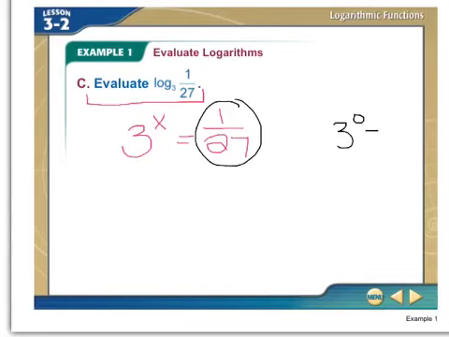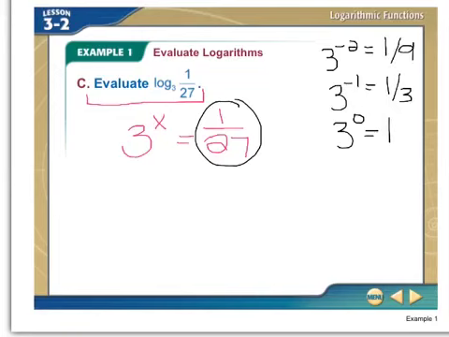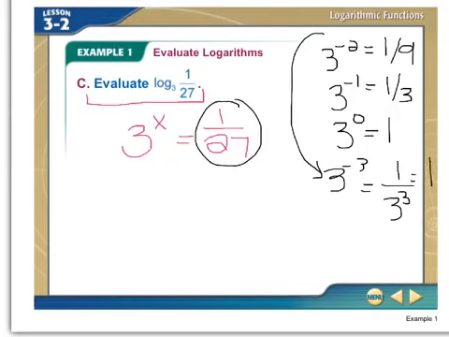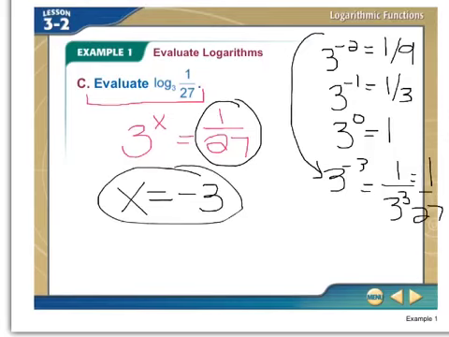Here, 3 to the 0 is equal to 1. 3 to the negative 1 is 1/3. 3 to the negative 2 would be 1/9, or 1 over 3 squared. And 3 to the negative 3, I should just skip down here. 3 to the negative 3 would be 1 over 3 cubed, or 1 over 27. So x here is also negative 3.